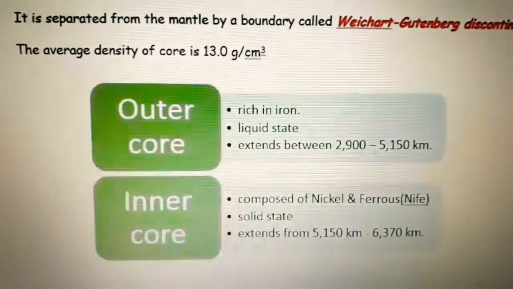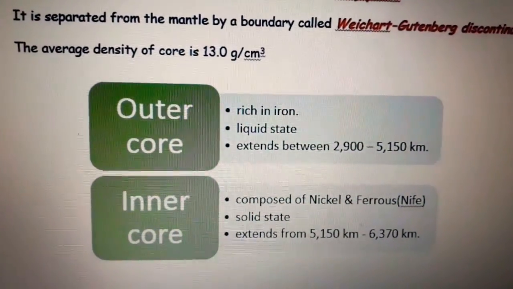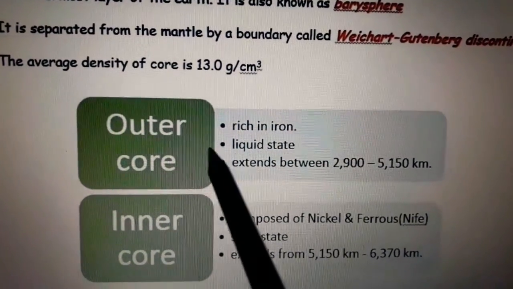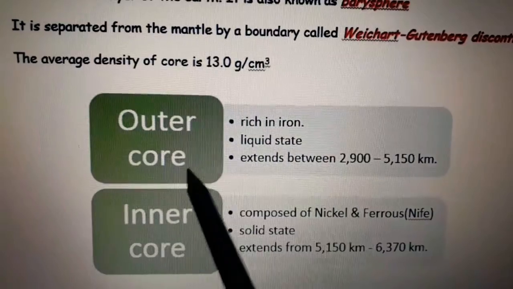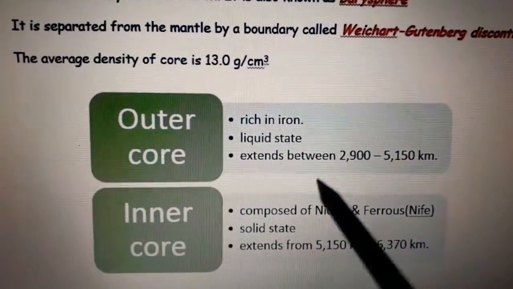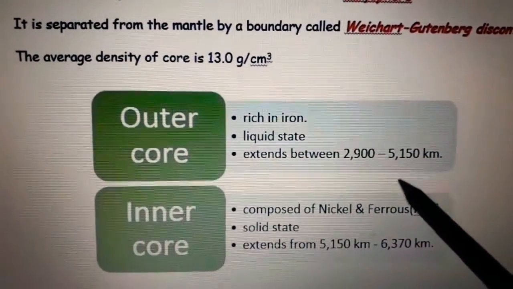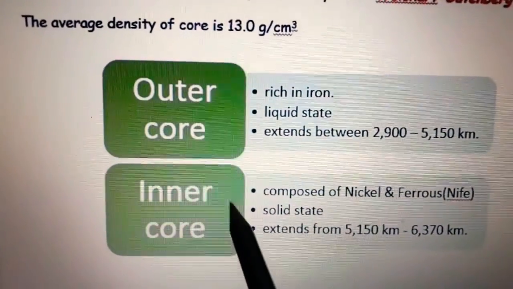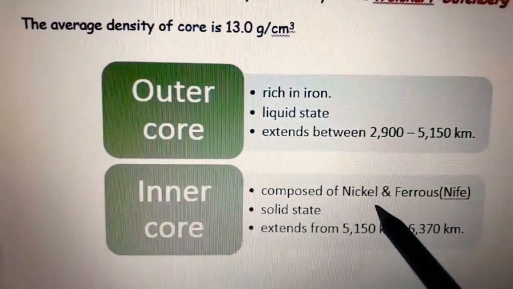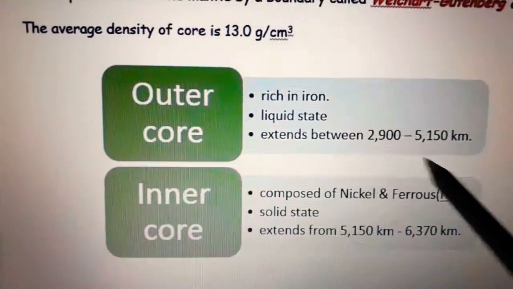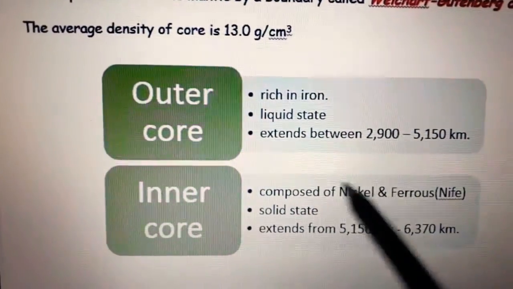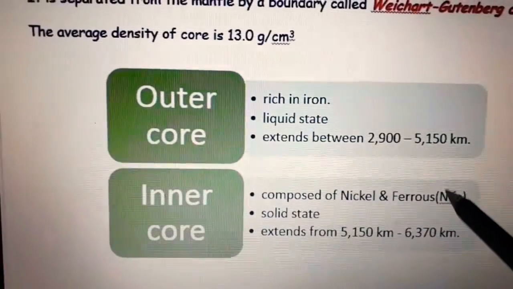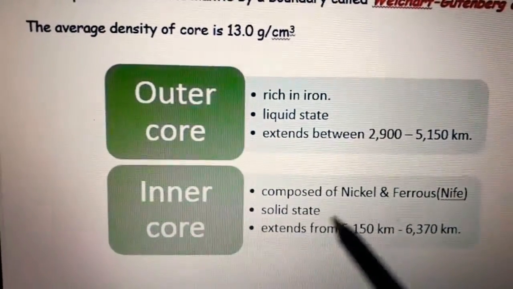Okay. First we'll see outer core, which is rich in iron. It is in liquid state, and it extends between 2900 to 5150 km. Okay, so the inner core is composed of nickel and ferrous. So ferrous is iron only. Okay, it is composed of nickel and ferrous, that is called nife. Okay, and it is in solid state.